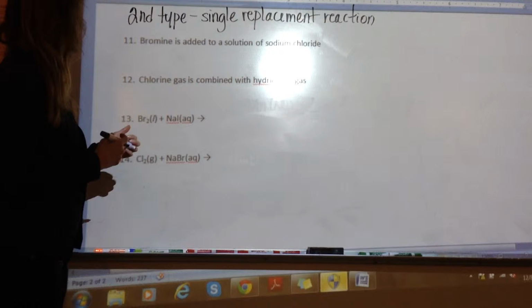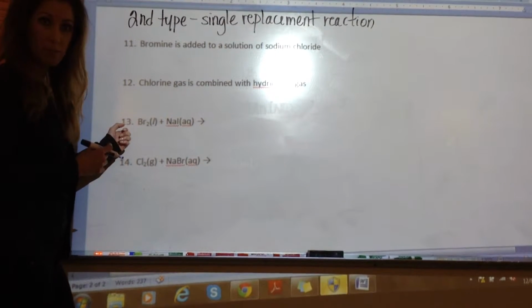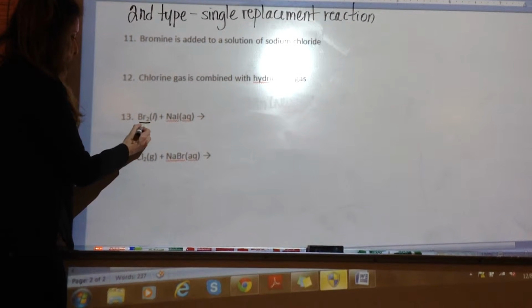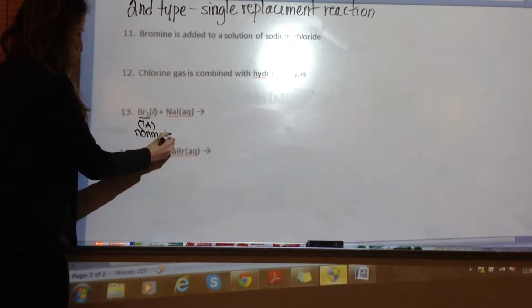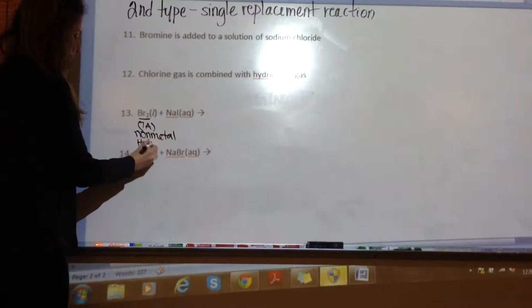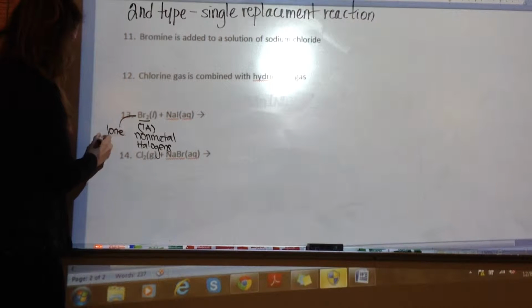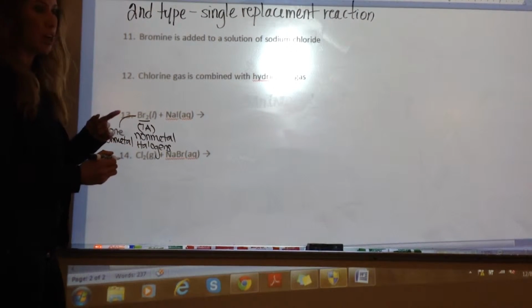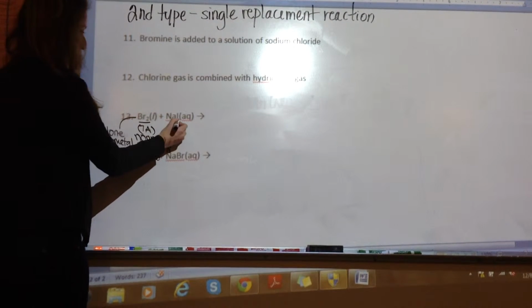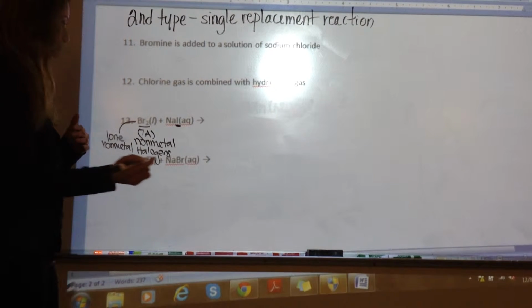Okay, so if we're taking a look at number 13, for instance, here I have bromine. Bromine is in group 7A. It's a nonmetal. Group 7A is also called the halogens. So this is my lone nonmetal. I have a compound next to it, sodium iodide. Sodium iodide also happens to contain a halogen, or a nonmetal from group 7A, right?